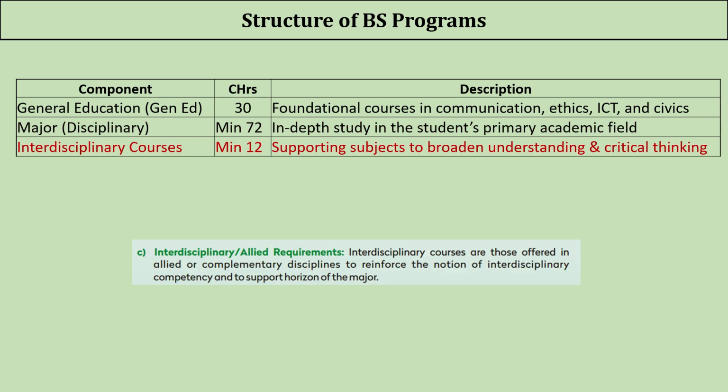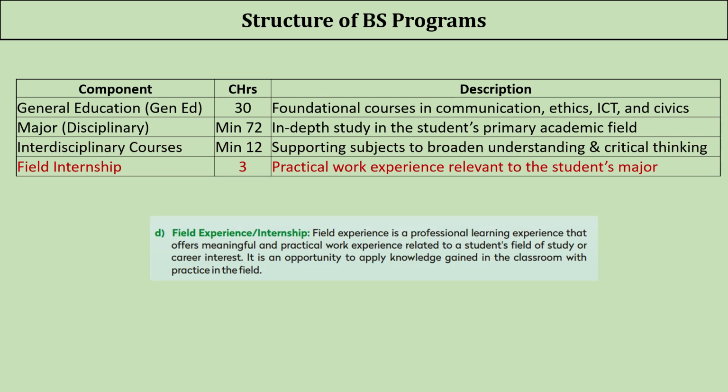Interdisciplinary courses, minimum 12 credit hours. These courses are drawn from fields outside the major to promote cross-disciplinary thinking. For example, an engineering student might take economics, or a biology student might take philosophy. This broadens their intellectual horizons. Field internship, 3 credit hours.